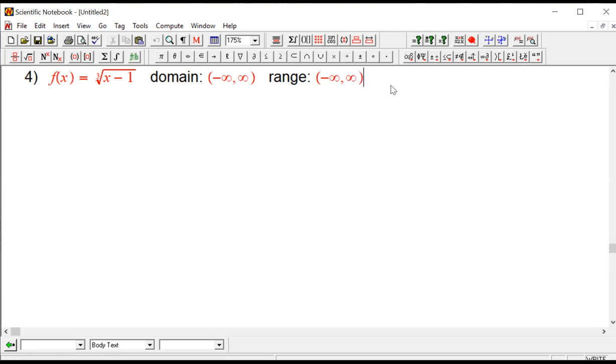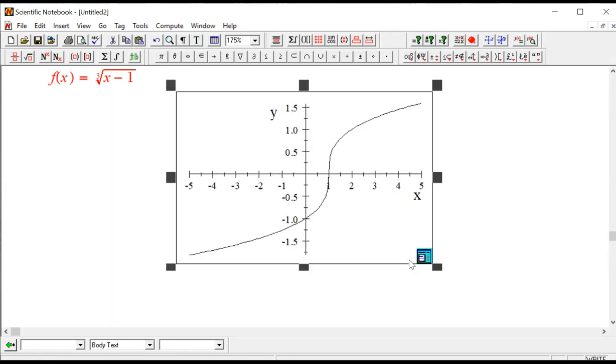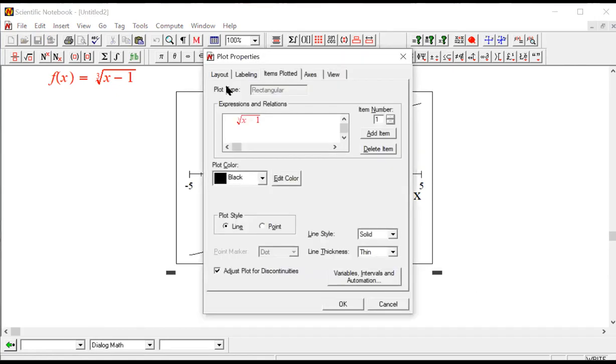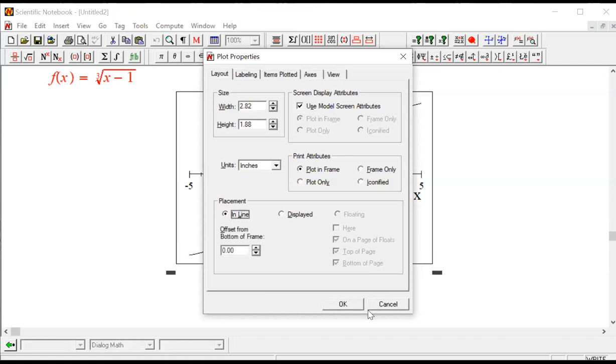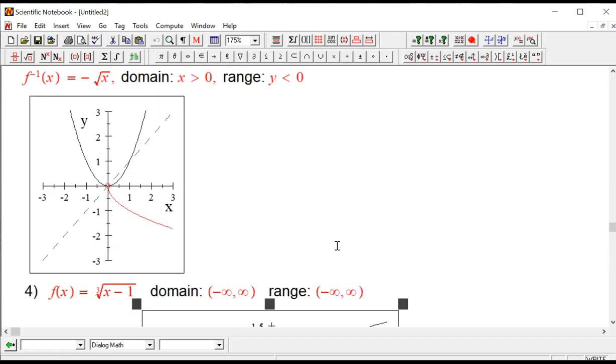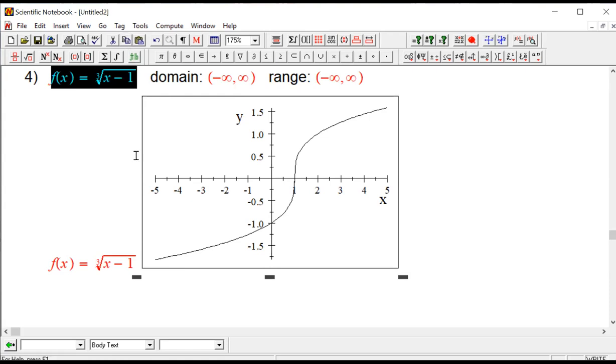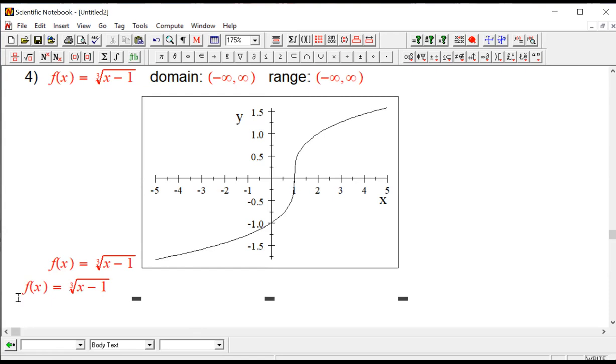Domain and range. Okay. So to find the inverse, well, we can graph it if you want to. Graph the function, so that's the function. It looks like the cubic root of x shifted to the right by 1 unit, right? That's the function. Okay, all real numbers. So I'm just going to leave it at that. Okay, and we're going to go straight to find the inverse.